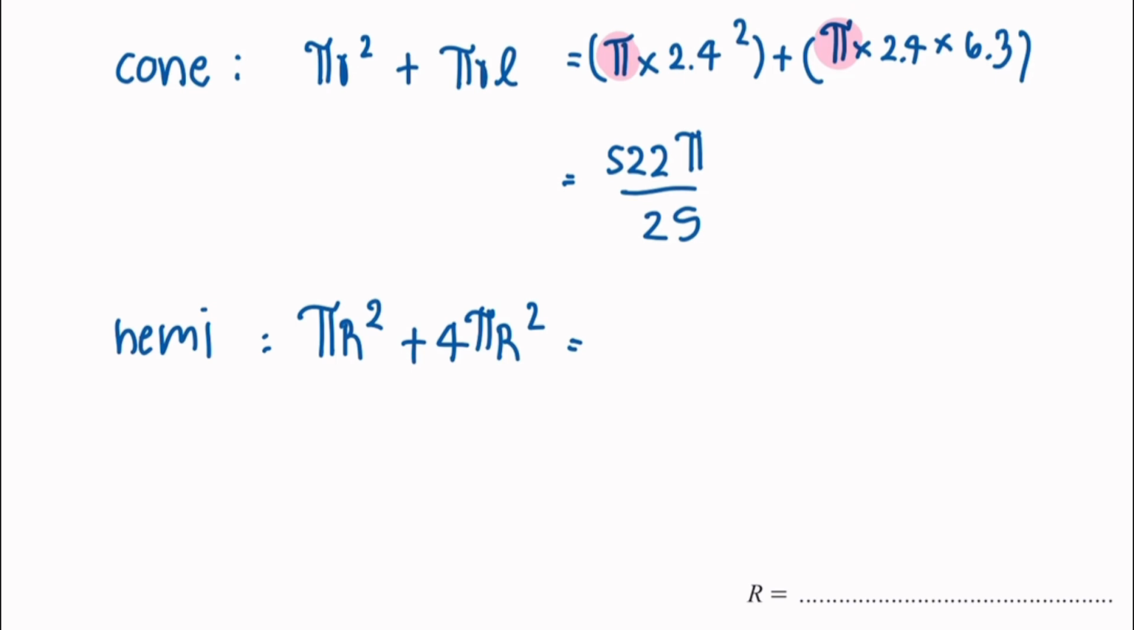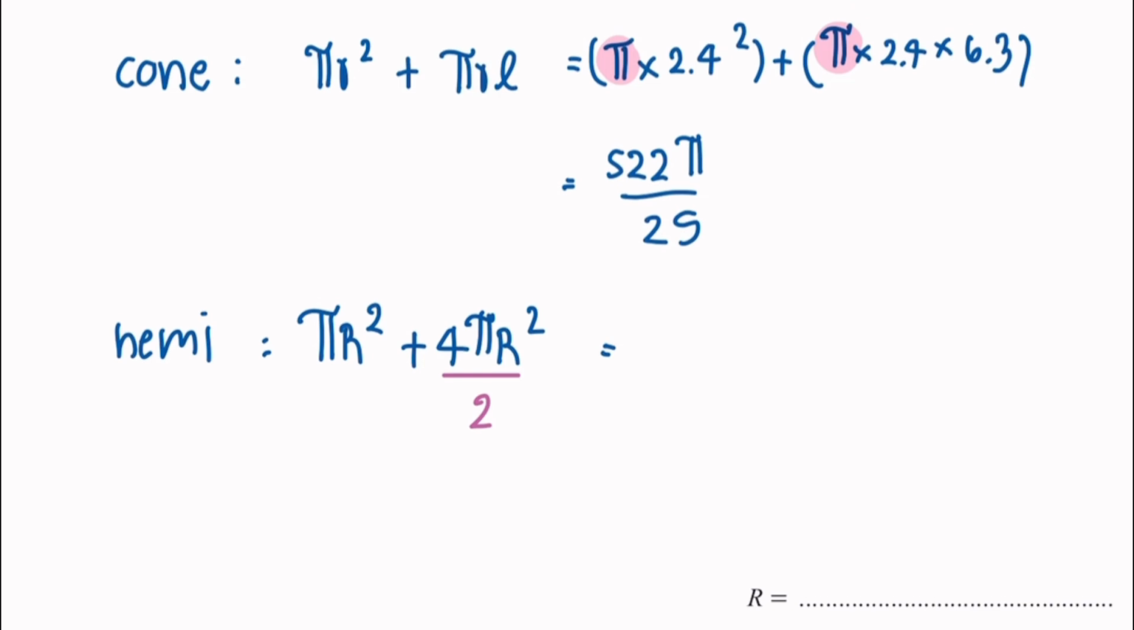But you have to be careful in this question because they give you the curved surface area of a sphere, but in the picture and in the question it is a hemisphere. Therefore, don't forget to divide the curved surface area by 2, or you will get 3 pi r squared.